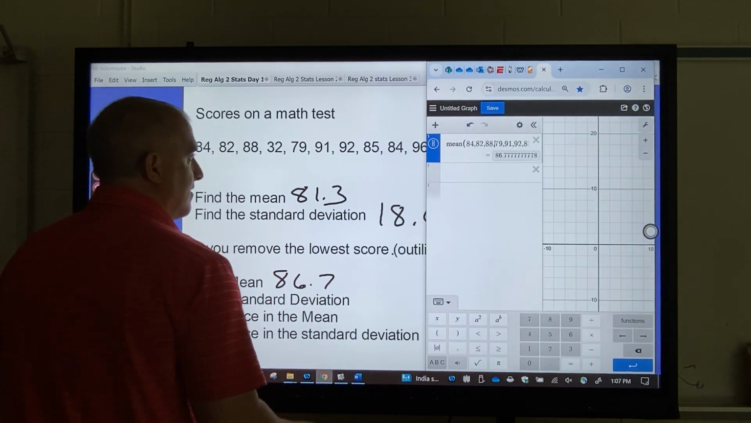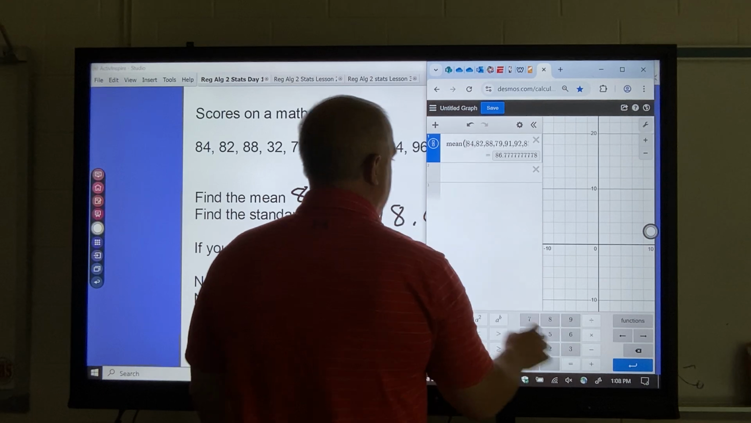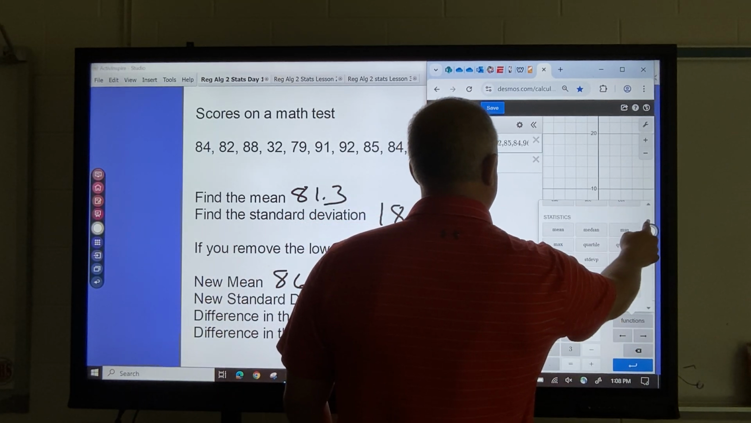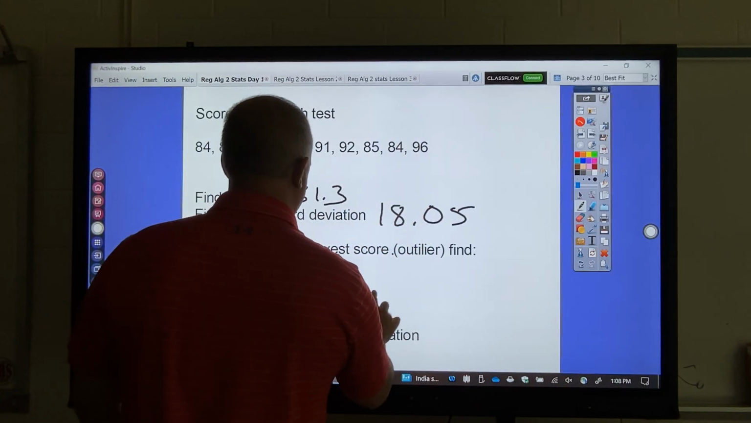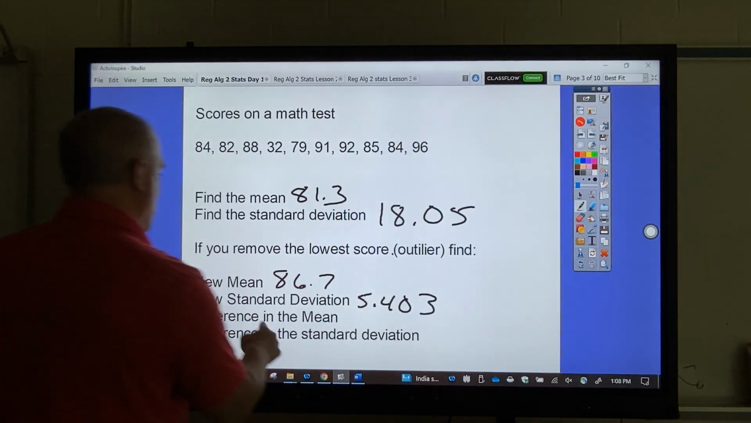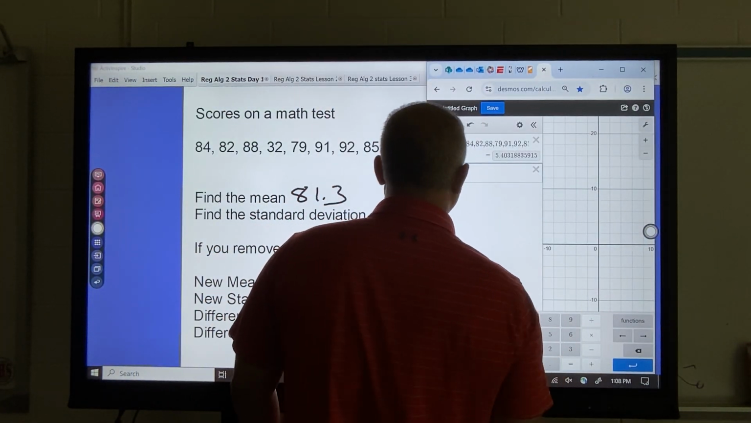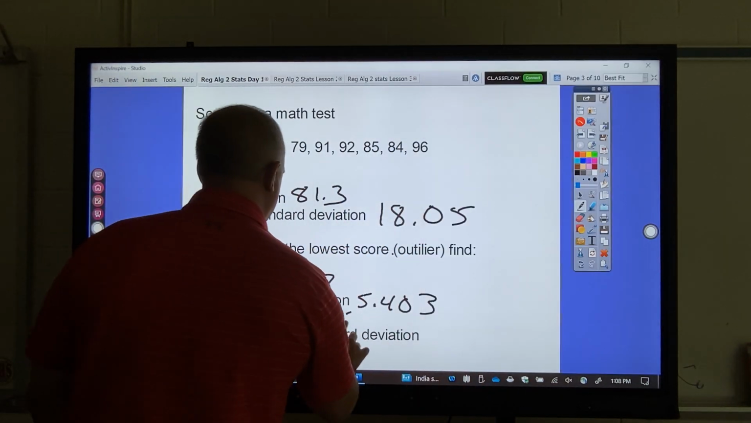What's the new standard deviation? Let's go ahead and delete that. Standard deviation. 5.403. What's the difference in the mean? Well, let's just subtract those numbers. 86.7 minus 81.3. 5.4.